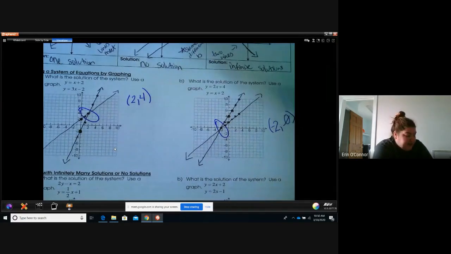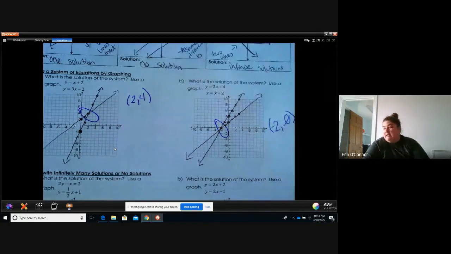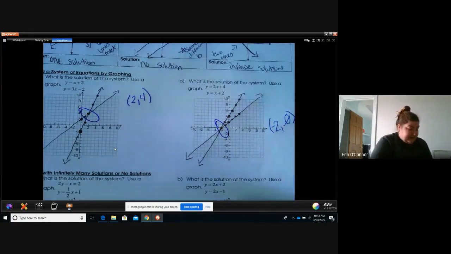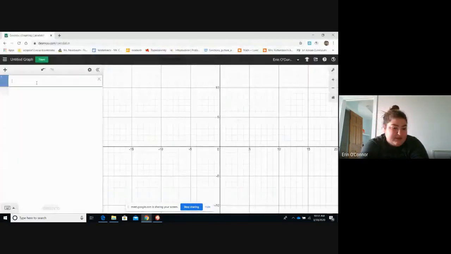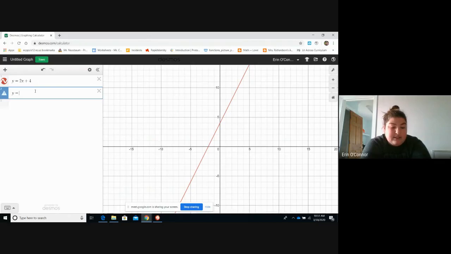Let's double check that works. So I plug in -2. -2 times 2 is -4. -4 plus 4 is 0. -2 plus 2 is 0. All right, let's double check this in Desmos right now. So we put this in Desmos, and I get y equals 2x plus 4, and y equals x plus 2. And if we look at the point of intersection, it's right there at (-2, 0).